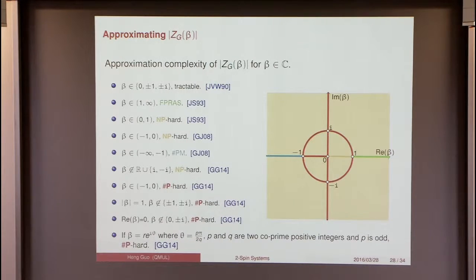Apparently, I cannot draw a point of this sort because it will cover the whole plane. We conjecture that actually every point should be #P-hard, but we can't quite show that. We show that many points are hard. Excuse me, what is the meaning of #PM? Oh, this is counting perfect matchings.